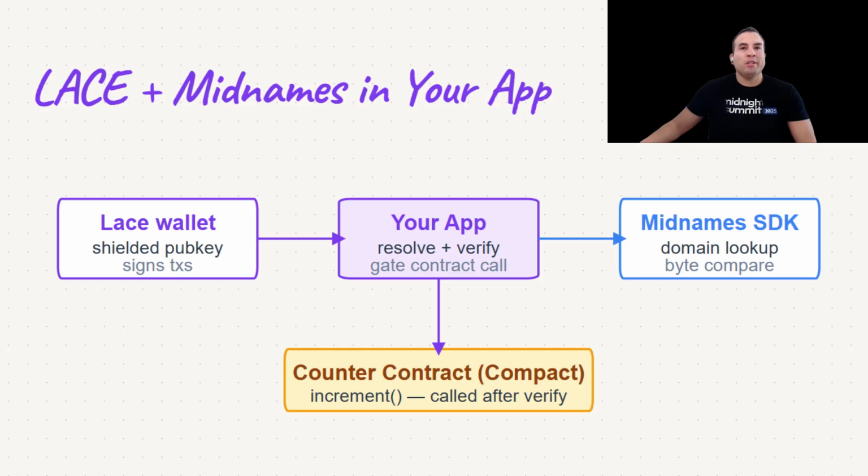Here's how the pieces compose inside your app. Lace gives you the user's shielded public key and signs transactions. Your app takes that key, calls the Midnames SDK to get the profile, compares the keys, and only if the verification passes, calls the counter Compact contract, which comes with the Ada Labs starter template. Notice the composition. The contract knows nothing about identity. The identity check is purely front-end. That means you can drop this pattern in front of any Compact contract you like without changing the contract.